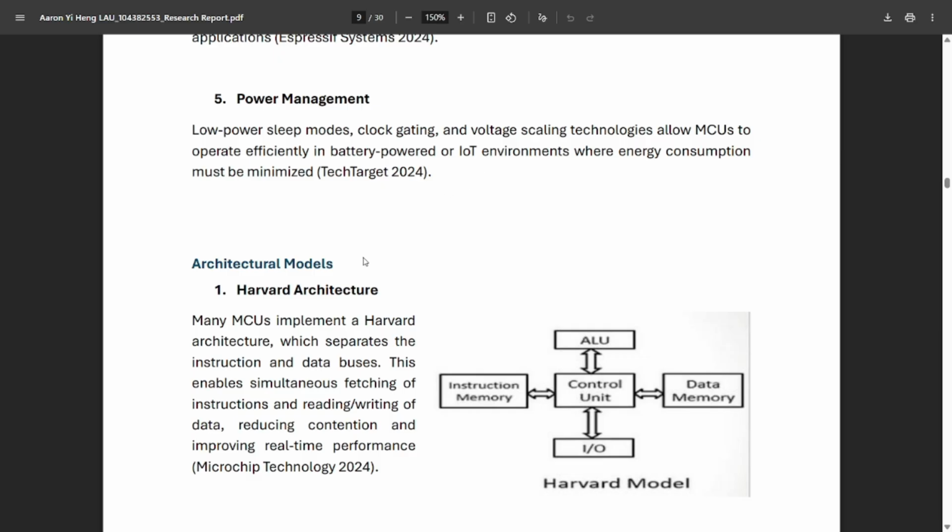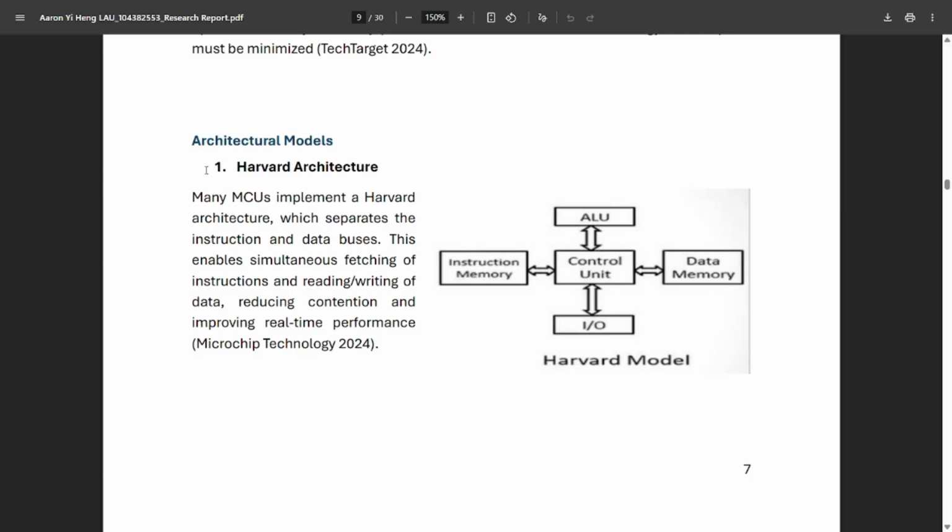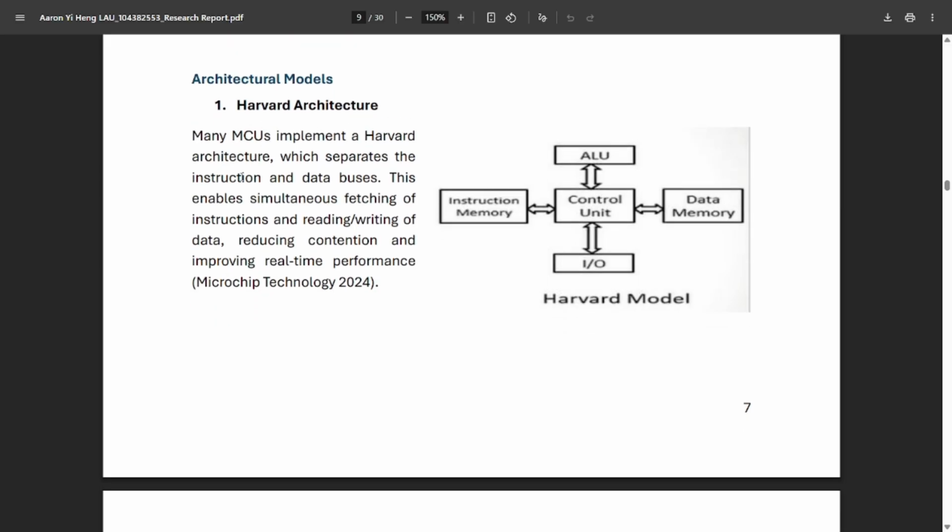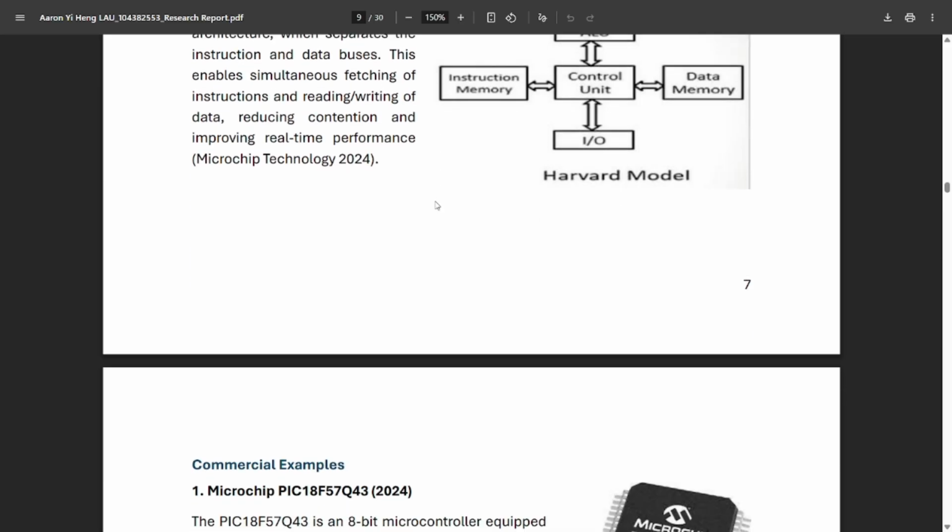In the architecture discussion, I highlight that many microcontrollers use Harvard architecture. This architecture separates the instruction memory and data memory into two different buses. The advantage is that the CPU can fetch the next instruction while simultaneously accessing data, which improves execution speed and ensures predictable timing, something that is very important in real-time embedded systems.